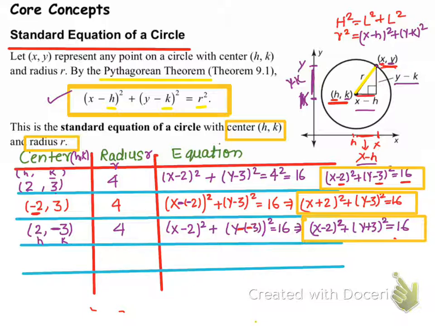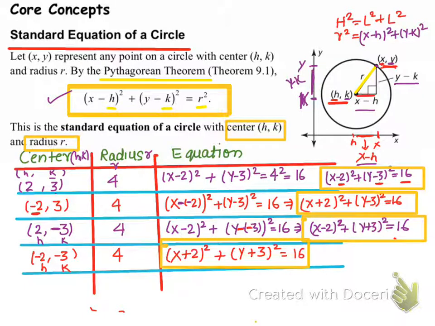Let me show you another example. What if both coordinates are negative 2 and negative 3? That's the center, so that's h and that's k, and the radius is 4. If both h and k are negative, I'm going to write it directly, because x minus h, so minus minus will change into plus: x plus 2 whole square plus y plus 3 whole square equal to 16. That's the final equation.